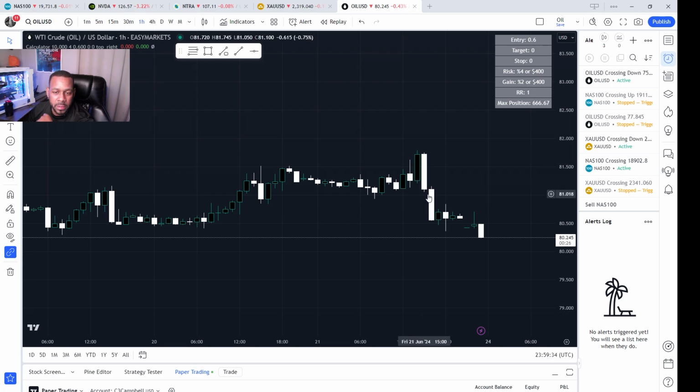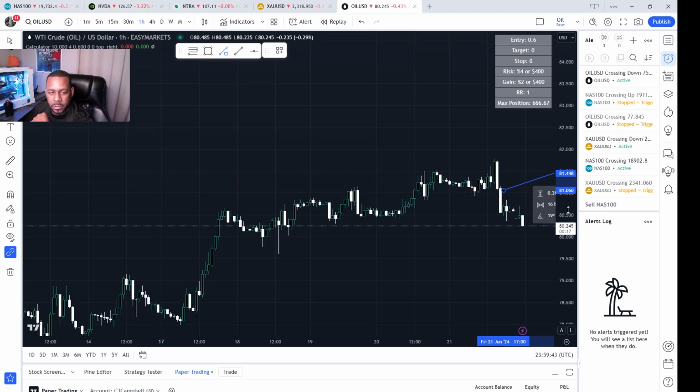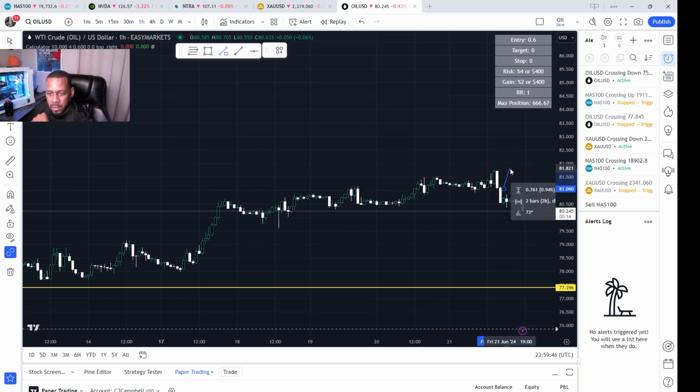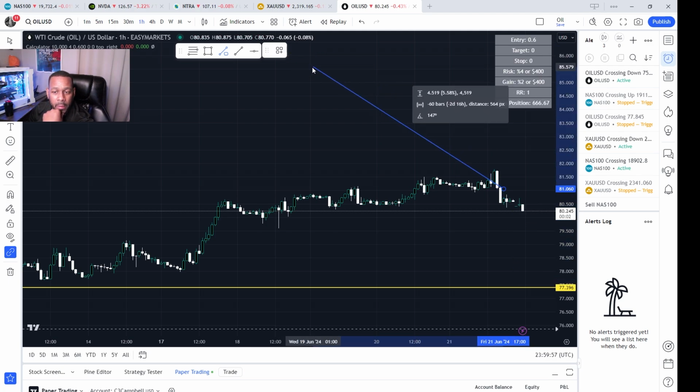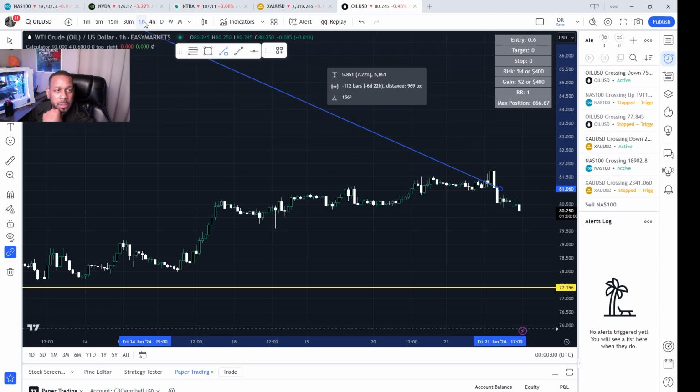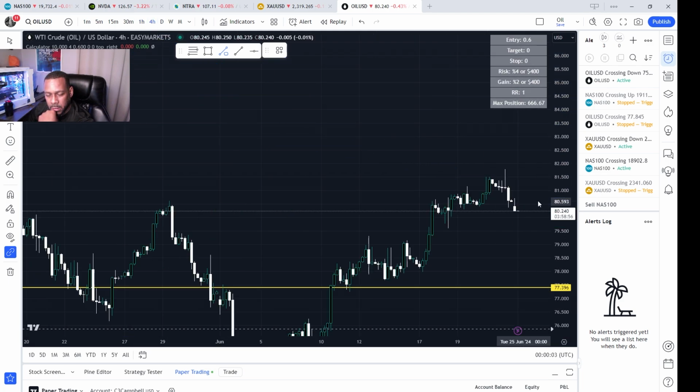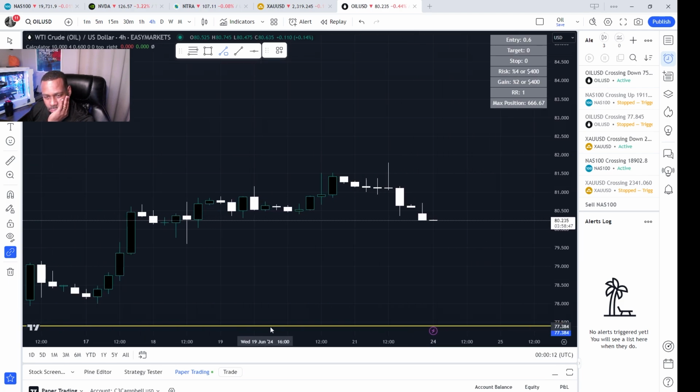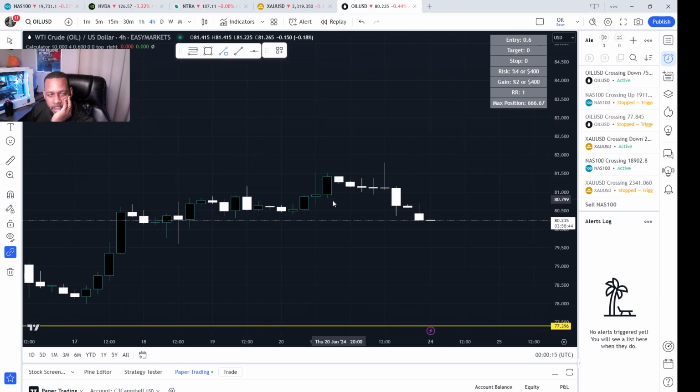And then continue down. Then we set our stop loss here. This is 0.7, 0.8. We need to switch to 4 hours. Yeah, well, that's the gap there. Daily.